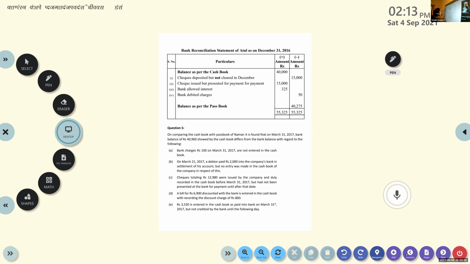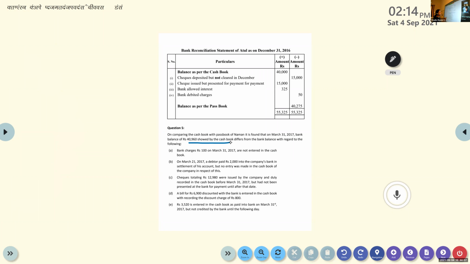On comparing the cash book with passbook of Naman, it is found that on March 13, 2017, bank balance of rupees 40,960 shown by the cash book differs from the bank balance with regard to the following. So what is the balance given here? It is the cash book balance.